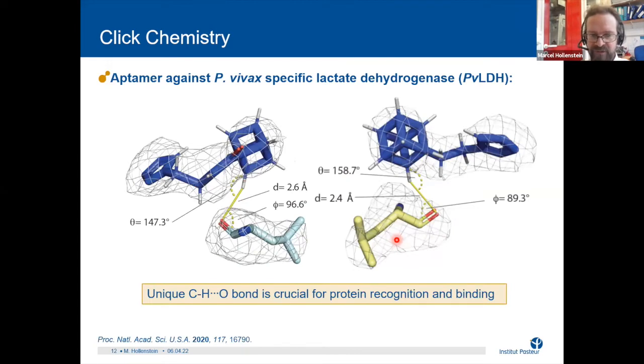There's another interesting structural key feature. One of these cubane residues is in perfect positioning, in terms of distance and bond angle, with a carbonyl moiety of the backbone of one of the amino acids of the protein, and forms what we believe is one of these CH-O bonding interactions. And we believe that this unusual CH-O bonding is crucial for specificity and protein recognition.